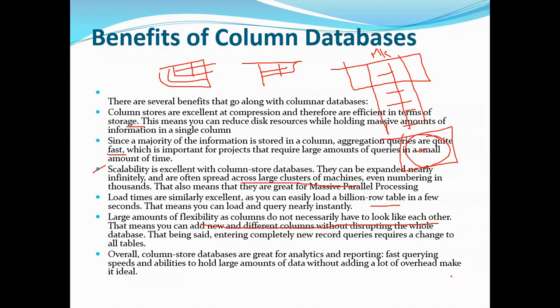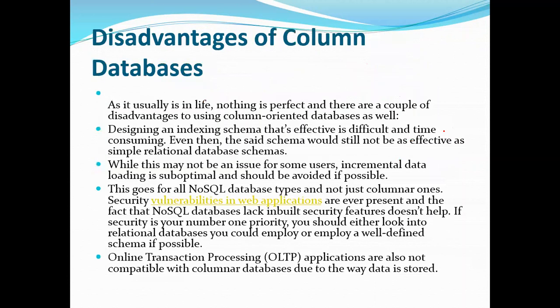Overall, column value databases are great for analytics and reporting. I want to find out how many marks, on average, data science students got in computers, and on average how many marks they got in statistics. If you want analytics on marks or any aggregates, the column value database is very easy. And there are some drawbacks also. What are the drawbacks?